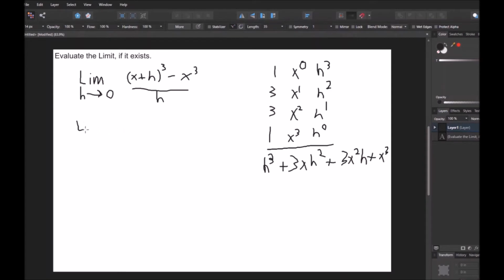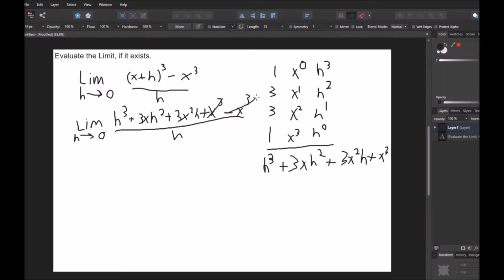Hold on, I wrote the limit wrong. The limit as h approaches 0 of h cubed plus 3xh squared plus 3x squared h plus x cubed minus x cubed, all of that over h. So then obviously this x cubed and negative x cubed will cancel out.